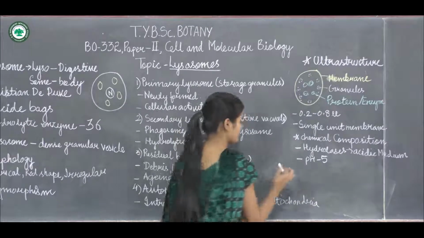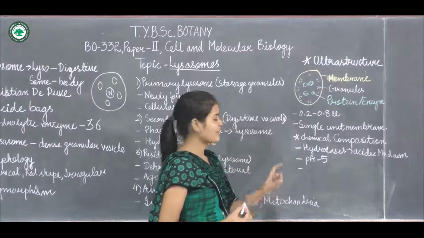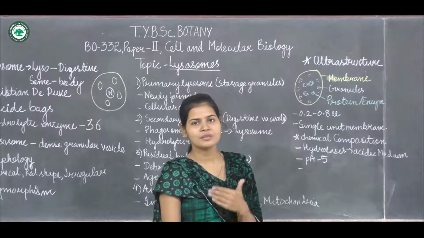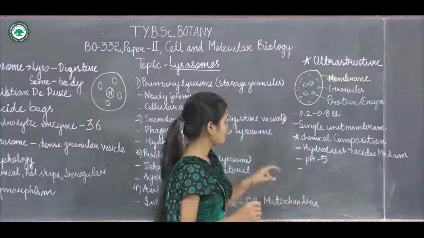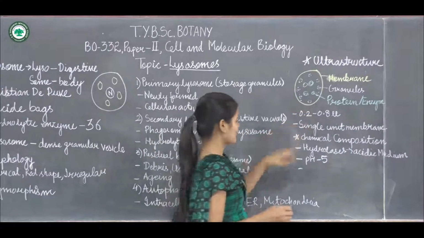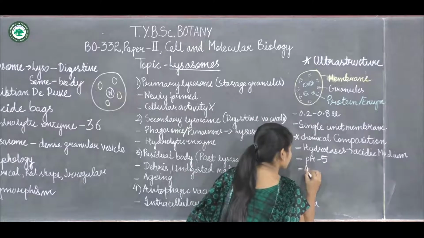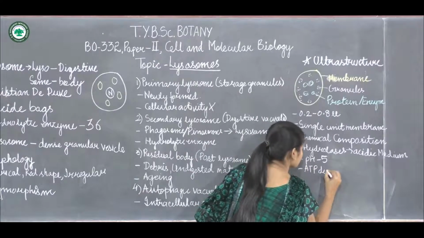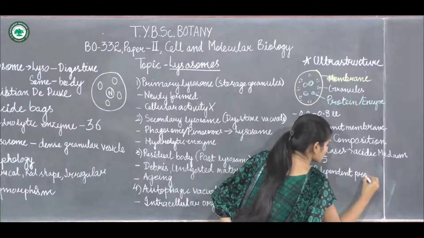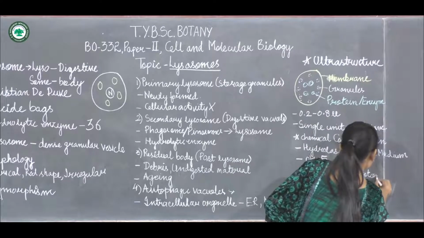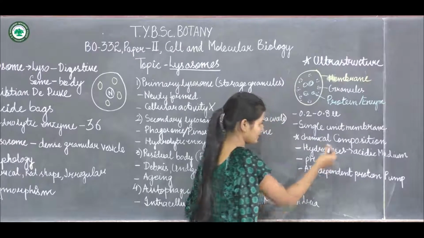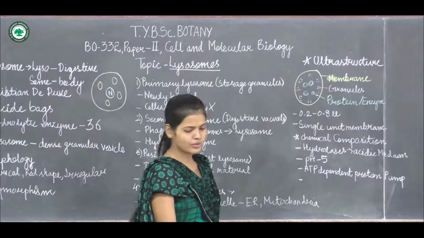And why does this have pH 5? Because on the membrane of the lysosome there are ATP dependent proton pumps, due to which there is accumulation of H+, or protons, in the lysosome. So they have proton pumps, due to which it has the acidic medium, that is pH equal to 5.